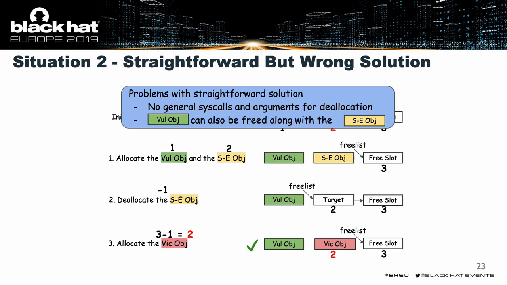The first problem is generality, as the side effect object is closely related to the vulnerability. Given a new vulnerability, we need to figure out new system calls and arguments to free the side effect object. The second problem is that a vulnerable object can also be freed along with the side effect object. It's very critical because without the vulnerable object, how do we trigger the vulnerability?